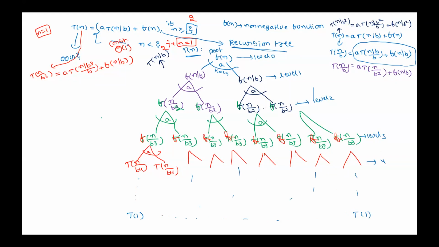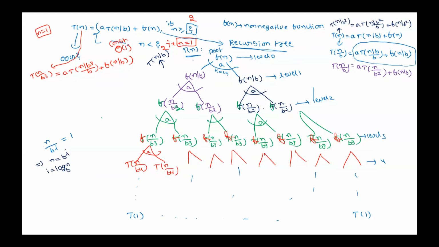When does n by b power i become equal to 1? At the ith level, if the value is 1, n by b power i is 1. That implies n equals b power i. That means i is log n base b. Here it is exact, not roughly. So n equal to b power i means i equals log n base b.